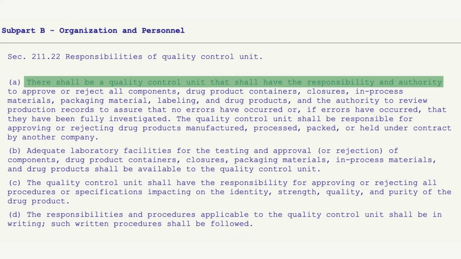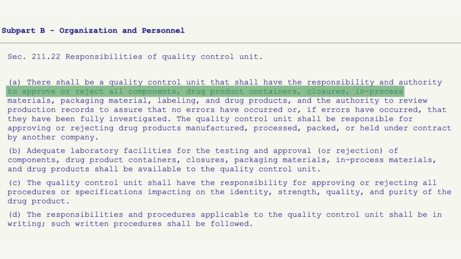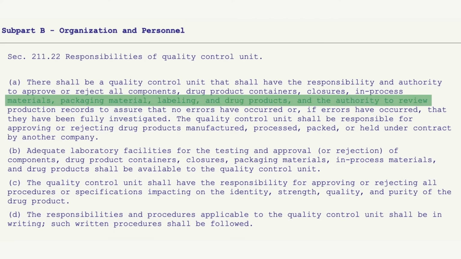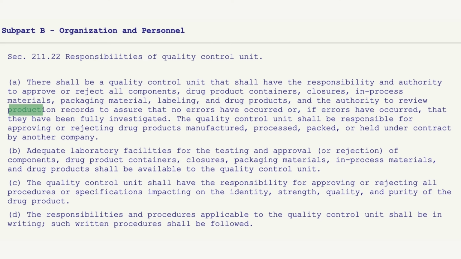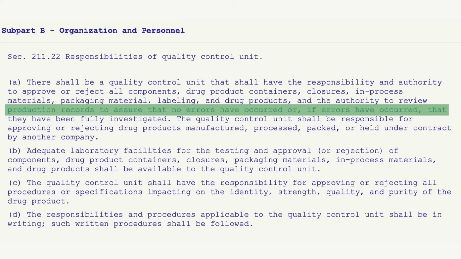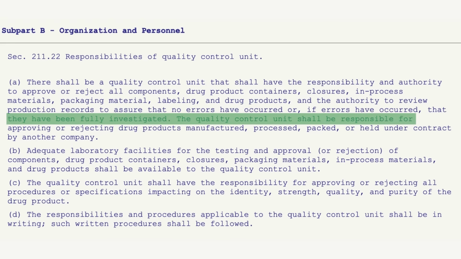21 CFR 211.22, responsibilities of quality unit. There should be a quality control unit that shall have the responsibility and authority to approve or reject all components, drug products, containers, closures, and process materials, packaging material, label, and drug products, and the authority to review production records to assure that no errors have occurred, or if errors have occurred, that they have been fully investigated.